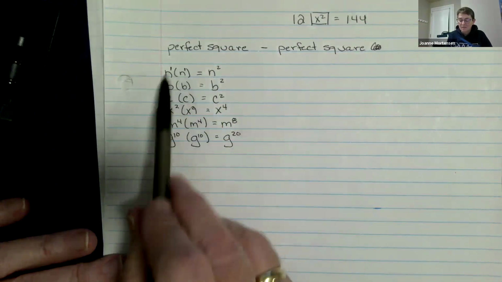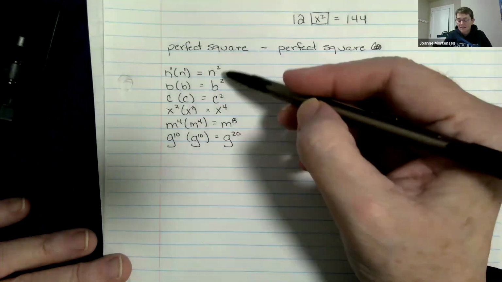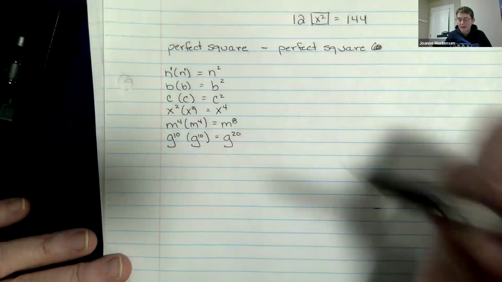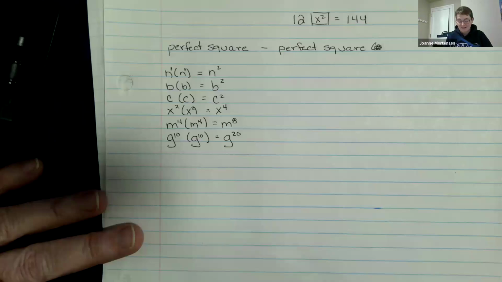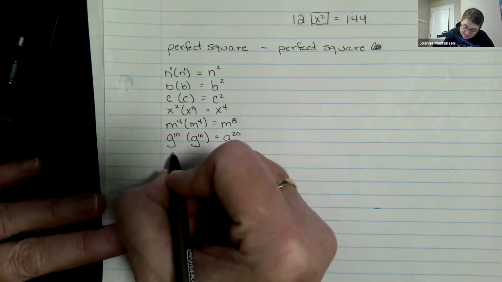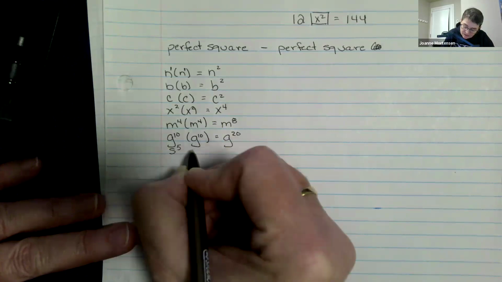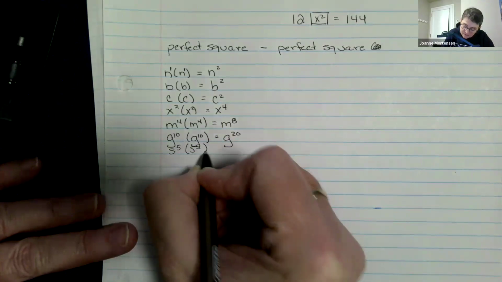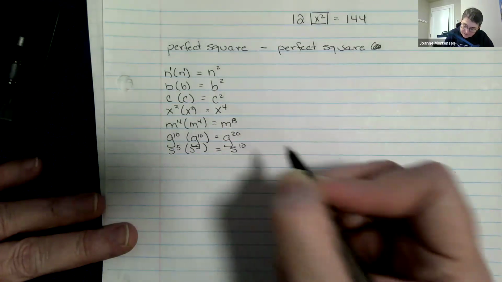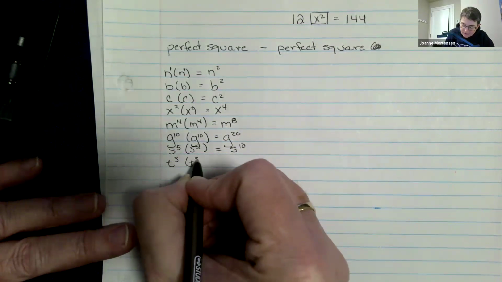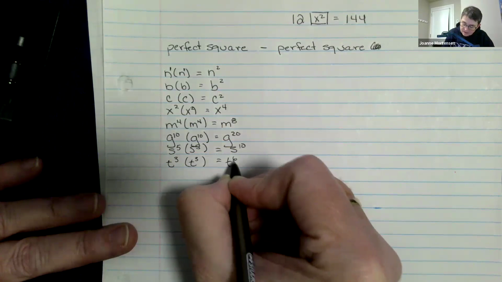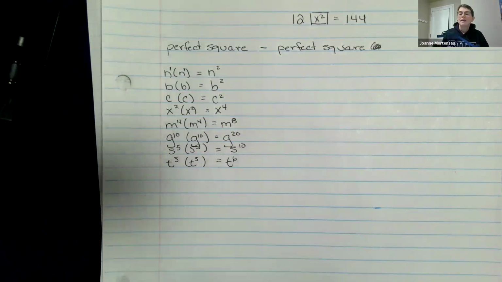All of these are perfect squares. What do you notice? Let me put one more example so I can say this properly. s5 times s5 is going to be s10, and t3 times t3 is t6. And it's going to have you make a conjecture, which is a very Math 20 thing. And I realized I didn't give you enough data.